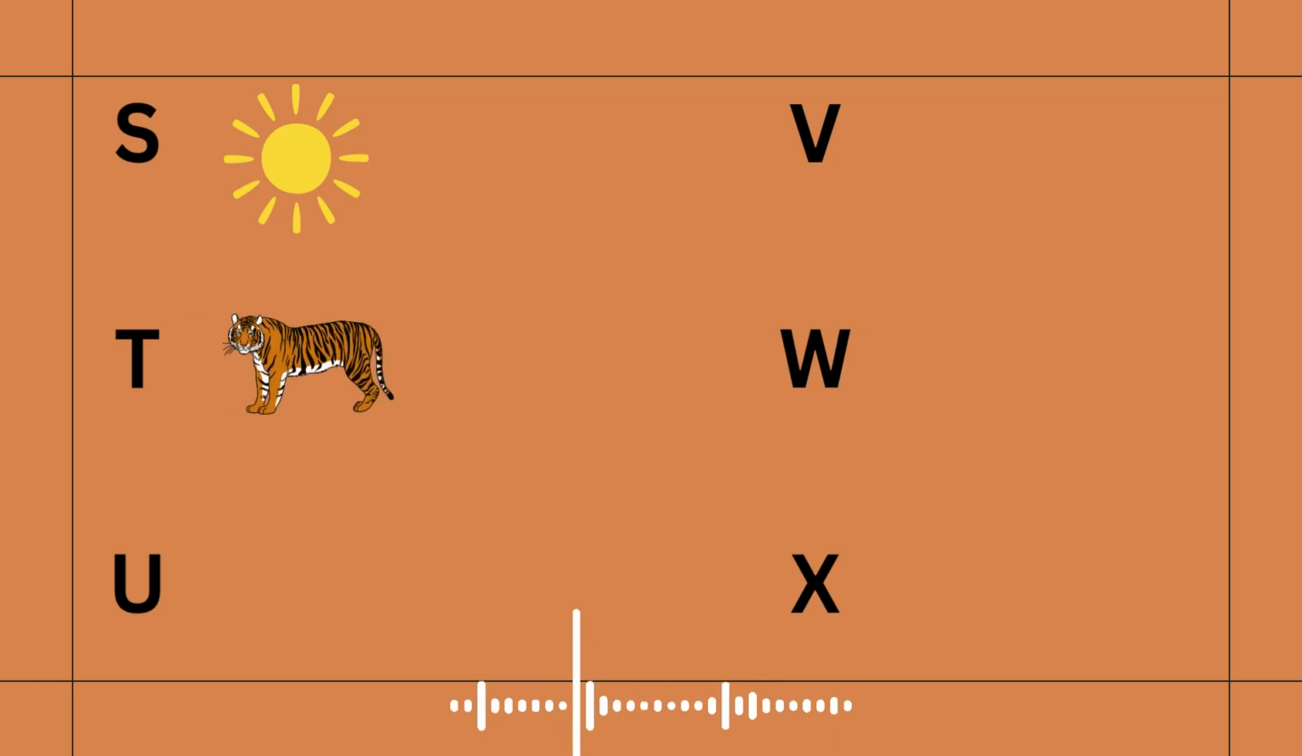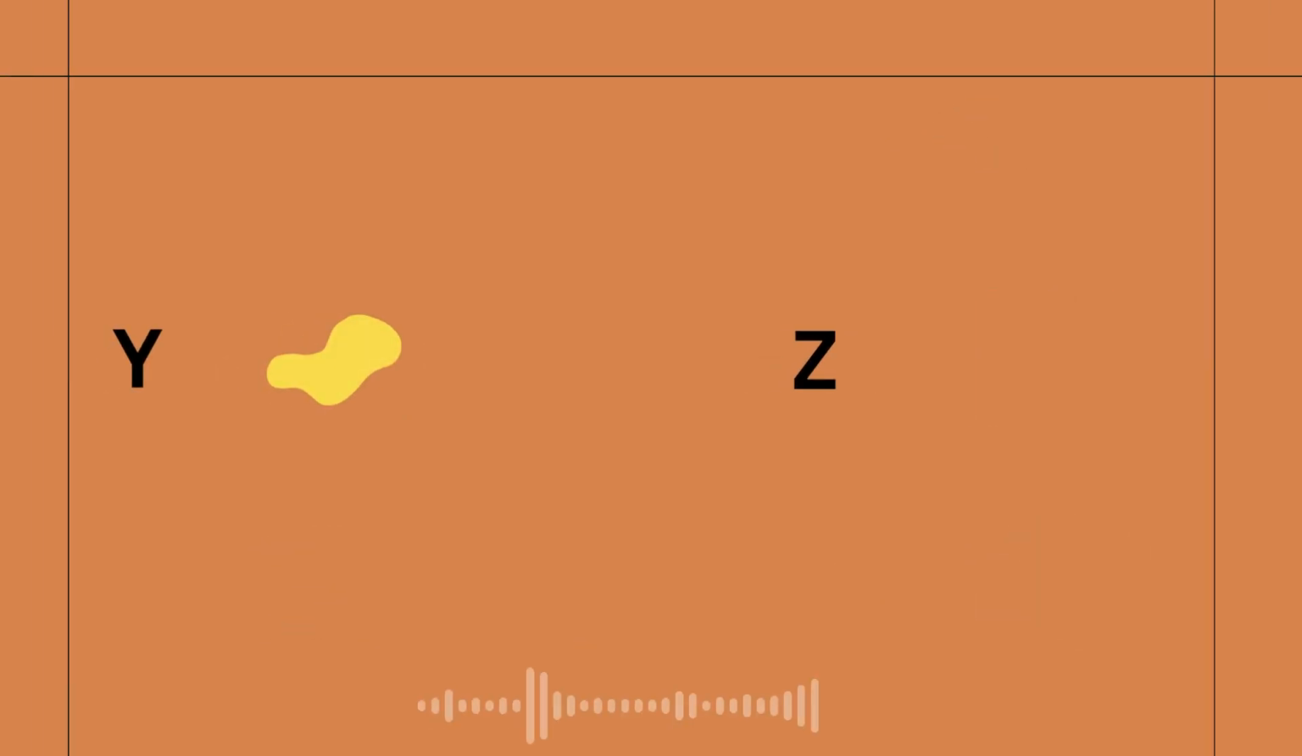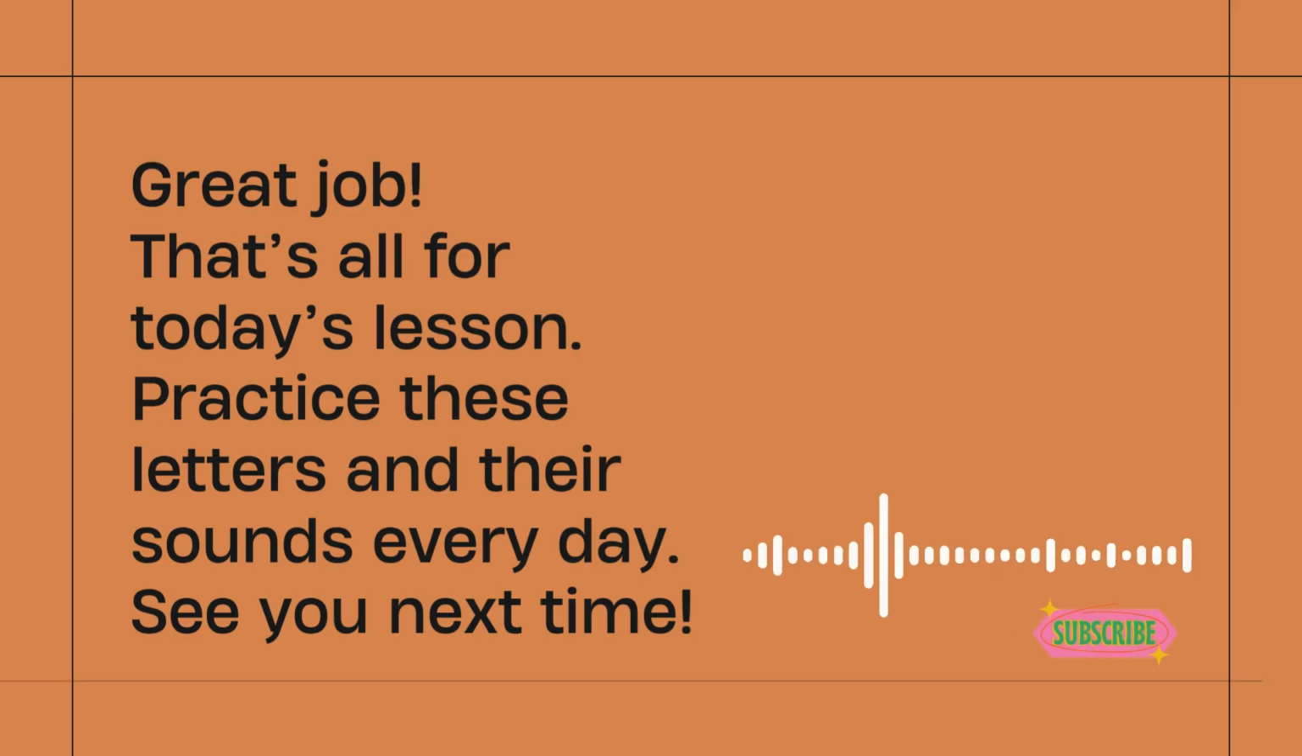T as in tiger. U as in umbrella. V as in van. W as in window. X as in box. Y as in yellow. Z as in zebra. Great job!